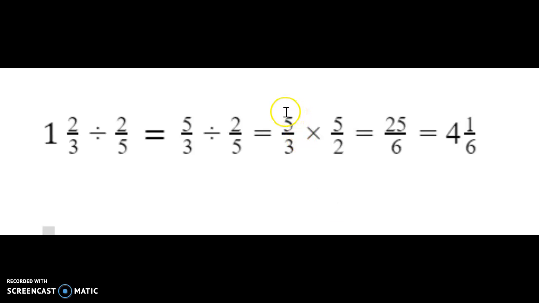So we simply multiply across. 5 times 5 is 25, and 3 times 2 is 6. Our final answer would not be 25/6 because that's an improper fraction. We have to convert that into a mixed numeral by dividing 6 into 25, and we end up with 4 and 1/6. We could check that because 6 times 4 is 24, plus 1 more is 25, and our denominator is 6.